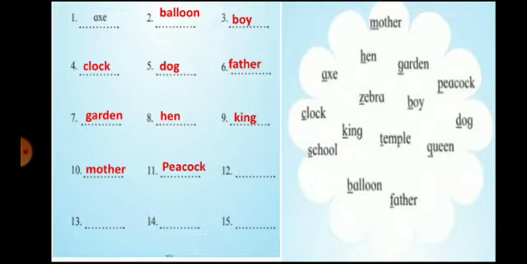Then comes Q. Yes, there is a word with the letter Q, that is queen. So we will write the word queen. After Q comes R. There is no word with R. Then comes S. Yes, there is a word with S, that is school. So we will write the word school. Then after S comes T. Yes, there is a word with T, that is temple.